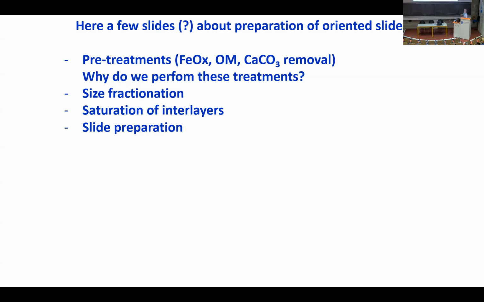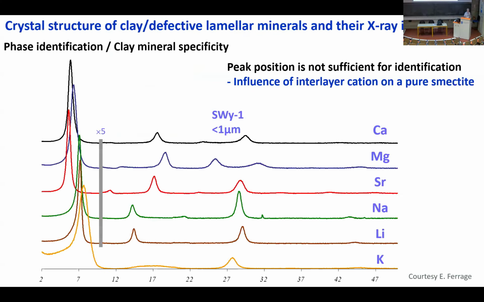So next is size fractionation, and we explained why this was important. Then you may be interested in saturating interlayers. This is especially true for expandable clays, smectite, vermiculite, things like that, to ensure that you have, as much as possible, the same cation in all interlayers. What's the interest of that? Again, remember that identification is so far mainly based on peak position.